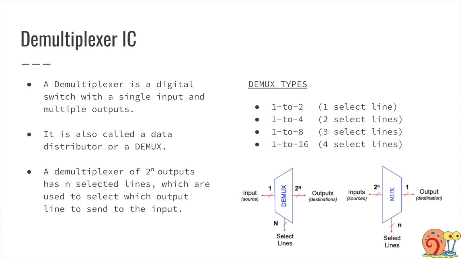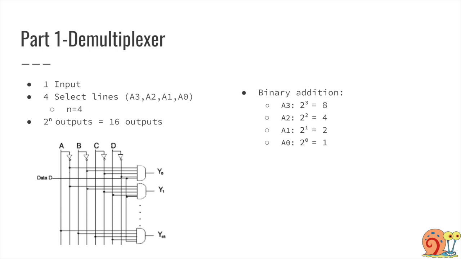For comparison, the picture here in the right corner shows a multiplexer on the right and a demultiplexer on the left. In our experiment, we used a 1 to 16 demultiplexer, which has 4 select lines. A 1 to 16 demultiplexer has 1 input data, 4 select lines, A3, A2, A1, and A0, and 16 output lines, Y0 to Y15. This is implemented using AND and NOT gates.